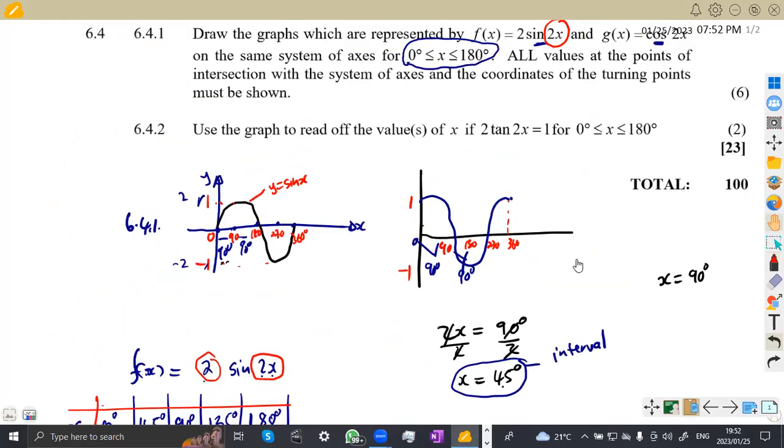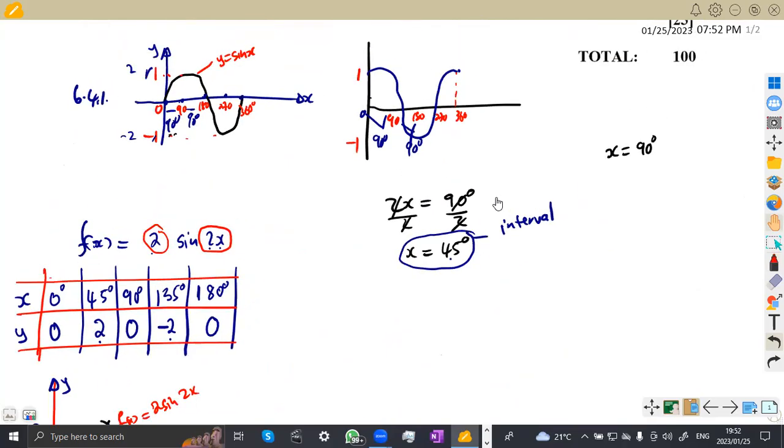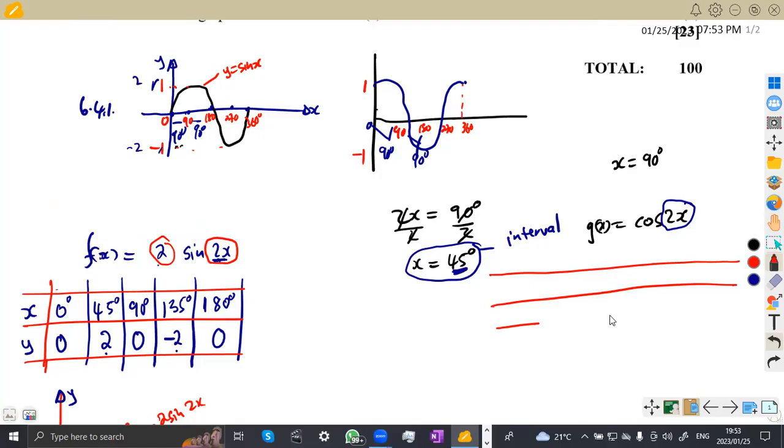It's given as g of x, not f of x this time, but g of x, which is equivalent to cos 2x. So as you can see, we are having the same scenario here of 2x, which was the same here as 2x. So which means the interval is going to remain the same, 45 degrees. So all we need is just a table here, maintaining the same interval because it's 45, just like sine 2x, cos 2x, okay?